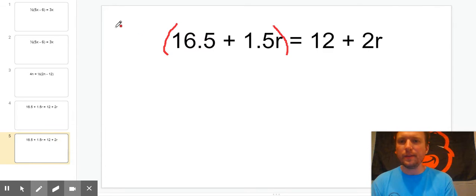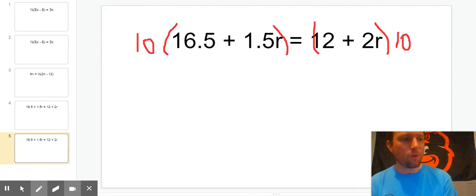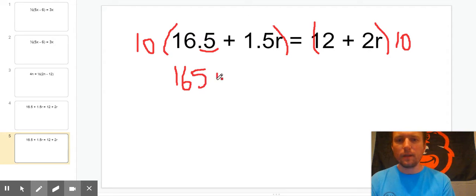But if I multiply this side by 10, and then I multiply this side of the equation, that's right, by 10, what that does is it gives me a new but equivalent equation. So 16.5 times 10, I'm just moving my decimal place over. That's going to give me 165 plus 1.5, or 1 and 5 tenths, times 10. Again, just moving my decimal place over 1. That would give me 15.